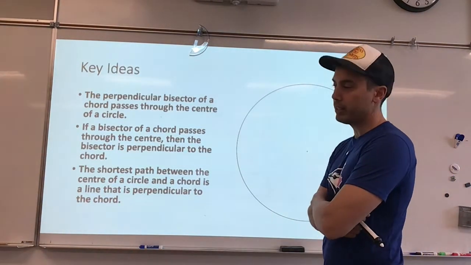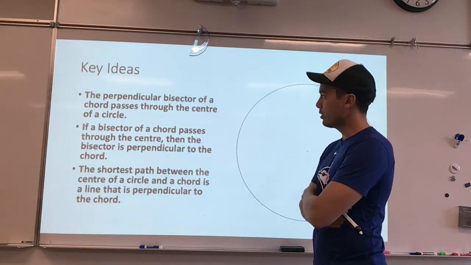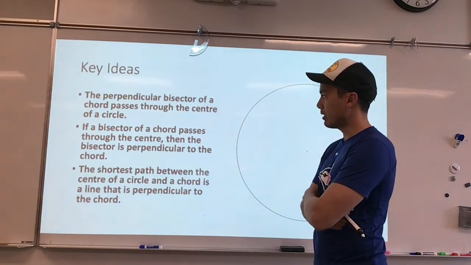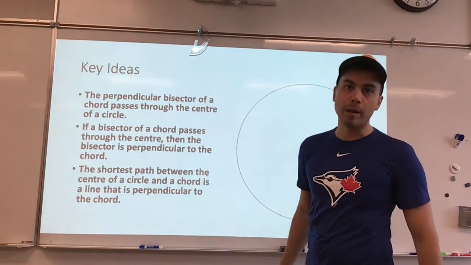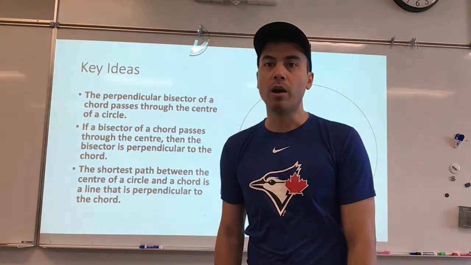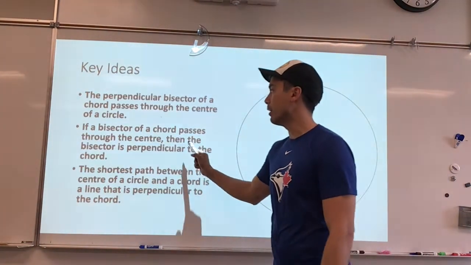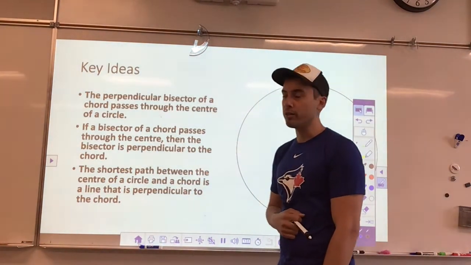Okay, the second key idea is if a bisector of a chord passes through the center, then the bisector is perpendicular to the chord. So a lot of words happening there. So let's draw it in a visual way to try and check out what's going on here in this second point.